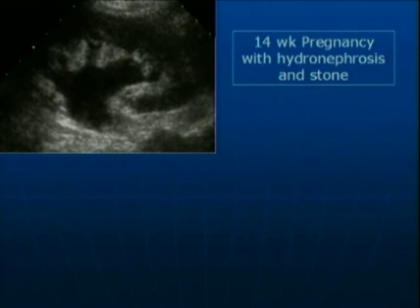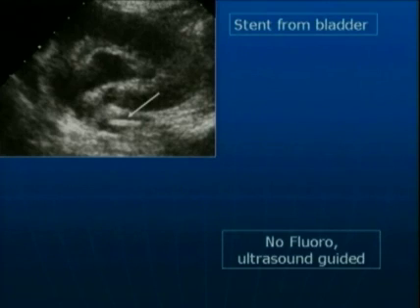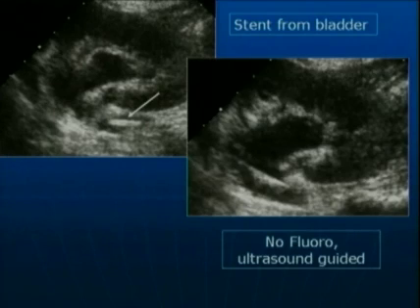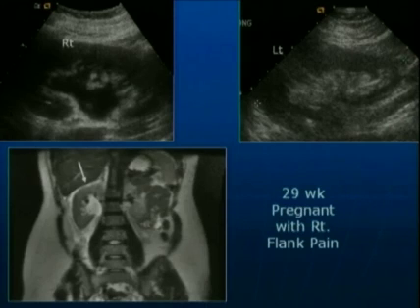Here's another case of a 14-week pregnancy in which they elected to do a stent from above. This is the stone that you can see right there, and this is the stent, no fluoro at all, and we were asked to stand by as they put a stent from the bladder up into that hydronephrotic kidney past the stone. Ultrasound completely without any fluoroscopy, therefore no radiation to that 14-week fetus.